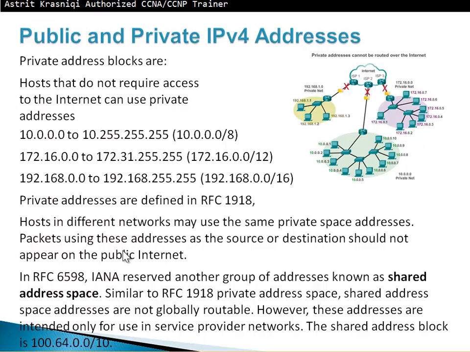Hosts in different networks might use the same private space addresses. Packets using these addresses as the source or destination should not appear on the public internet. For example, imagine I'm using private address 192.168.1.1 at my home.